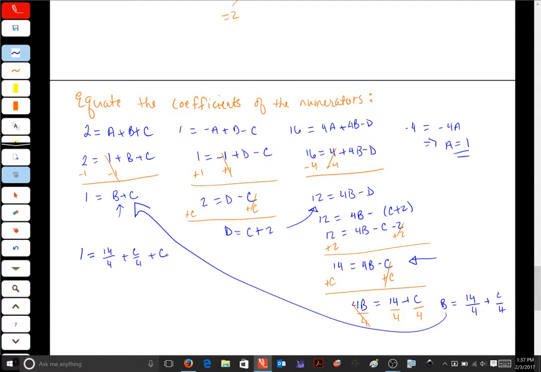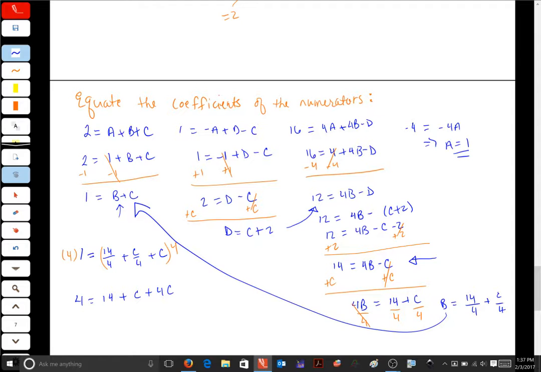Do we like fractions? Hey, some of you do like fractions. Most people don't. So how do you get rid of the fractions? Multiply everything by 4. So that's exactly what I'm going to do because I don't happen to like fractions very well. So that means 4 is equal to 14 plus c plus 4c.